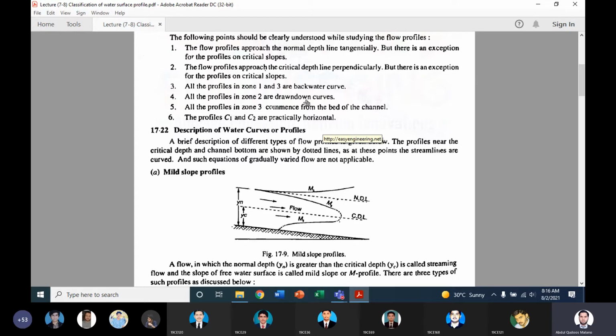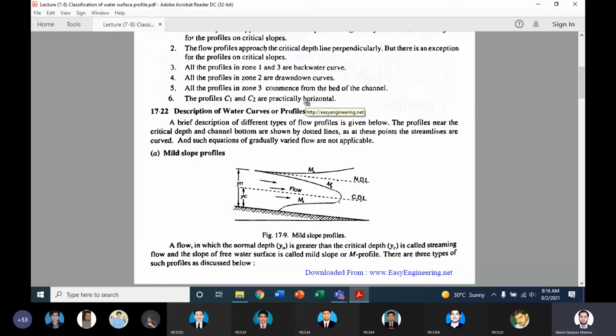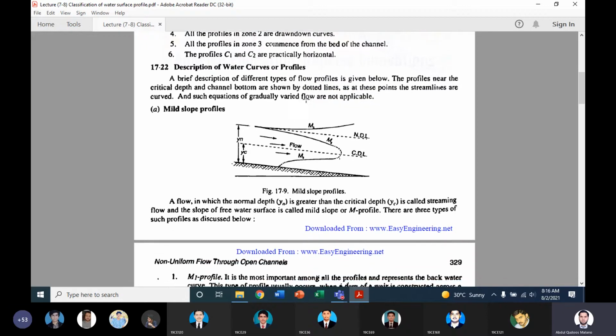Three points. Okay. The first and the third zone will have the backwater curve. The second zone will have the drop down curve, and in the third zone the curve is going to commence from the bed of the channel.